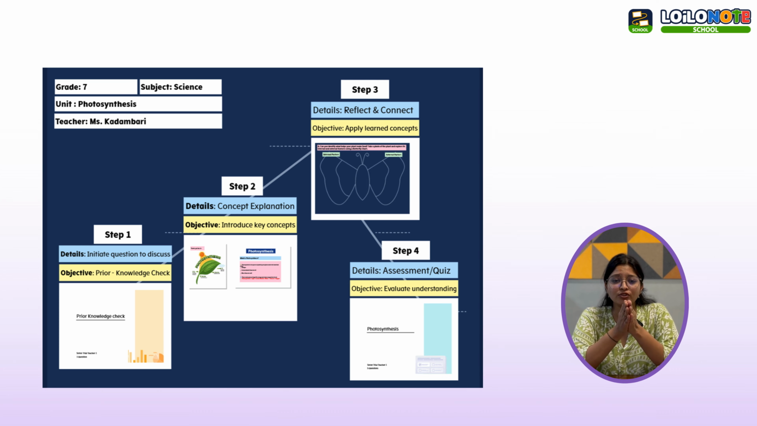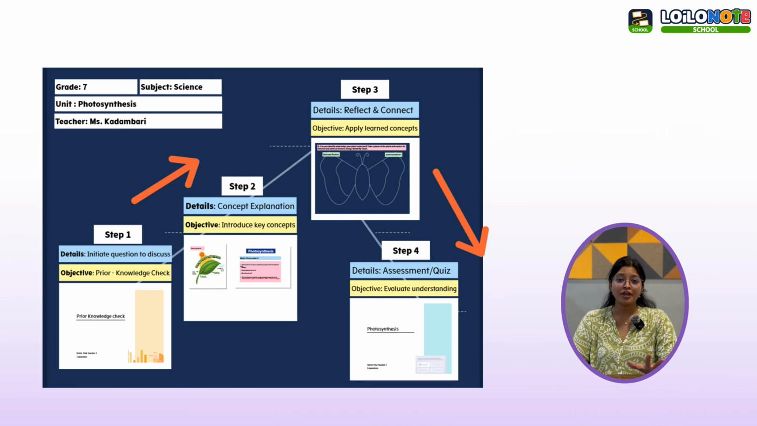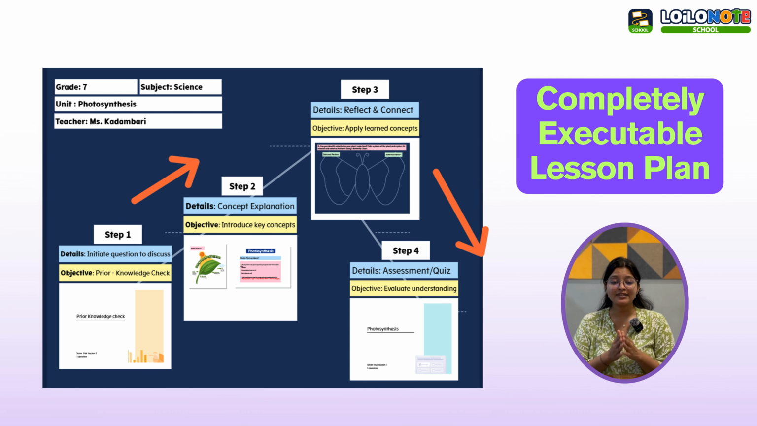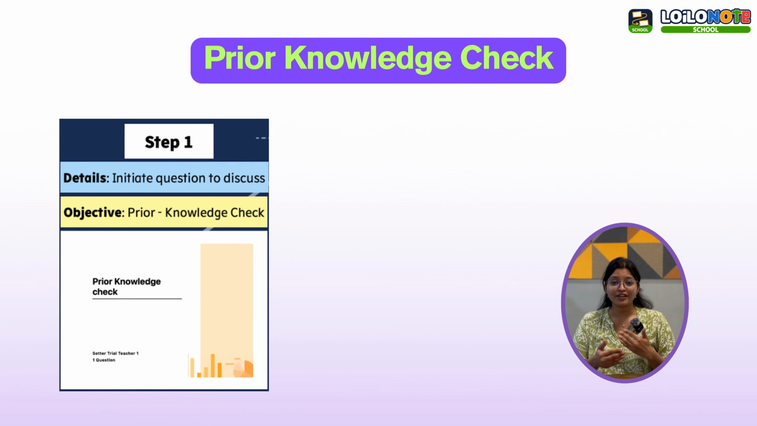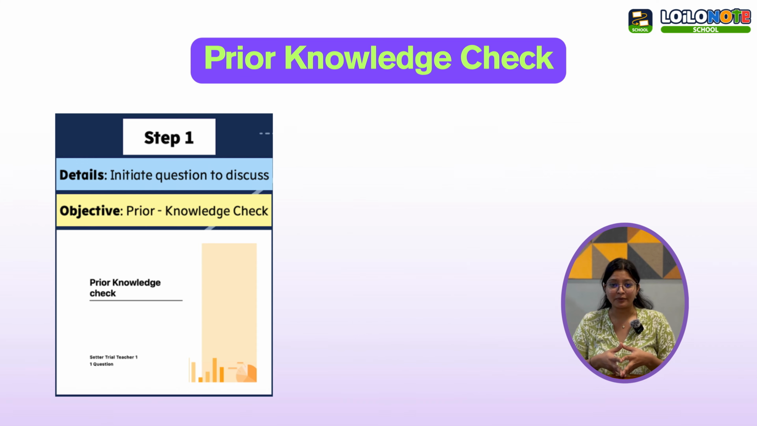So let's walk through this lesson plan. We completed the lesson planning process, but the beauty of LoiLoNote is that this lesson plan is completely executable in real time. Let's see how this works. The first step in our lesson plan is a prior knowledge check, which we will conduct using the questionnaire we prepared. So let's see how this helps us in real time.